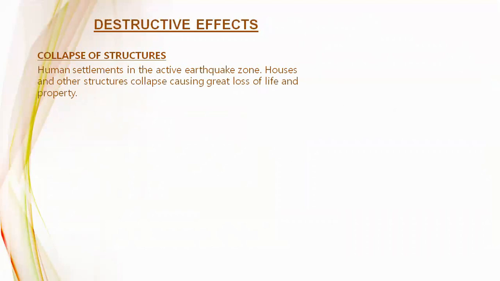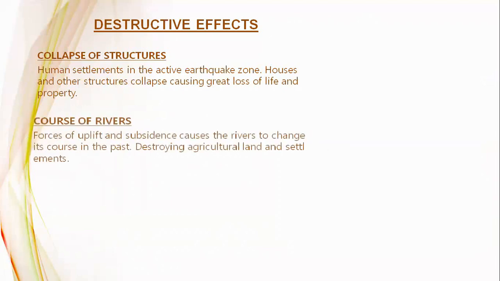Now, let us come to the destructive effect. Collapse of structures. Human settlements are spread all over the surface of the earth. Some of them are built on earthquake zones. Those houses built in earthquake prone areas experience collapse. When an earthquake occurs in those places, the buildings and houses get destroyed. So it causes collapse of structures, causing great loss of life and property.